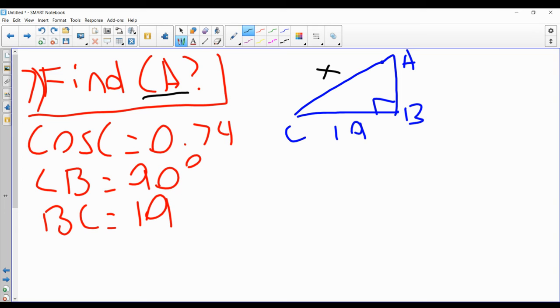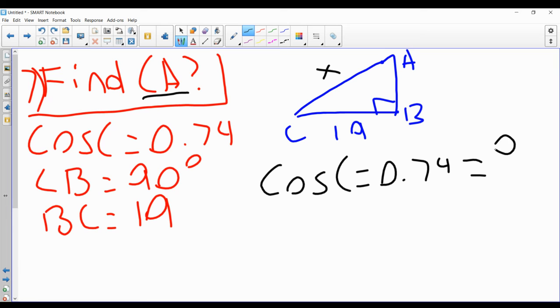We know cosine of C is equal to 0.74, okay? So we know cosine of C is equal to 0.74. We also know cosine is adjacent over hypotenuse, okay? From the last couple of videos, we know that cosine has to be adjacent over hypotenuse, and they actually tell us what that answer is going to be. So with this information, let's start filling in what we know, okay? We actually have the adjacent side to cosine of C.